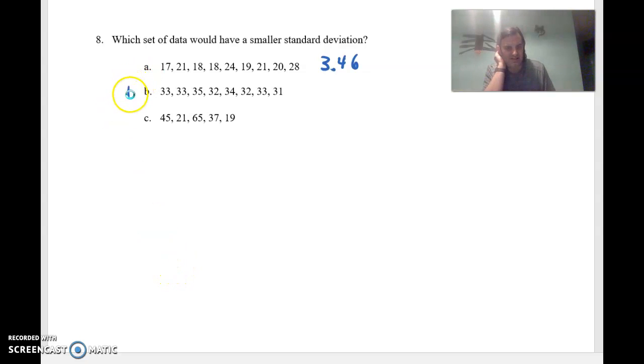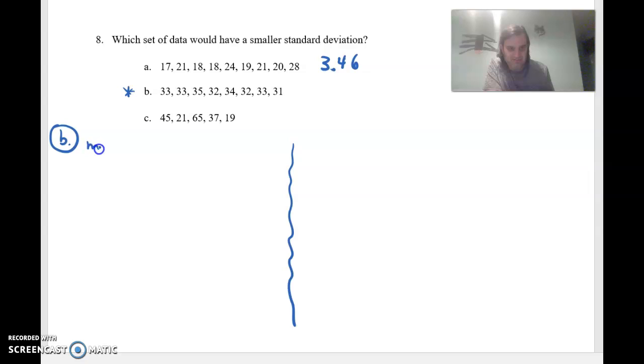So I'm going to go ahead and tell you that the answer is going to be B, but you do need more examples of how to calculate standard deviation. So we'll do both of these, B and C here. So first of all, we need the mean for the set. So we're going to take the numbers in B, 33, 33, 35, 32, 34, 32, 33, 31, and add them together. And I get 263, and there are 1, 2, 3, 4, 5, 6, 7, 8 of these. So I'm going to divide it by 8.